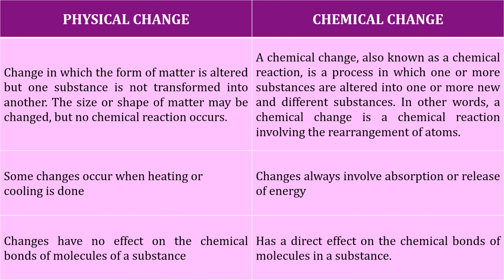Physical change is a change in which the form of matter is altered, but one substance is not transformed into another. The size or shape of matter may be changed, but no chemical reaction occurs. Whereas a chemical change, also known as a chemical reaction, is a process in which one or more substances are altered into one or more new and different substances. In other words, a chemical change is a chemical reaction involving the rearrangement of atoms.